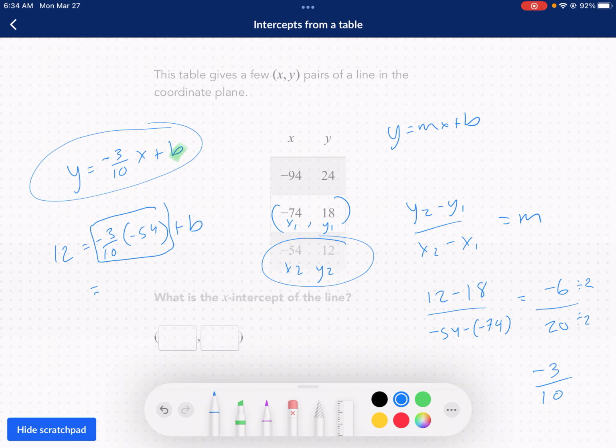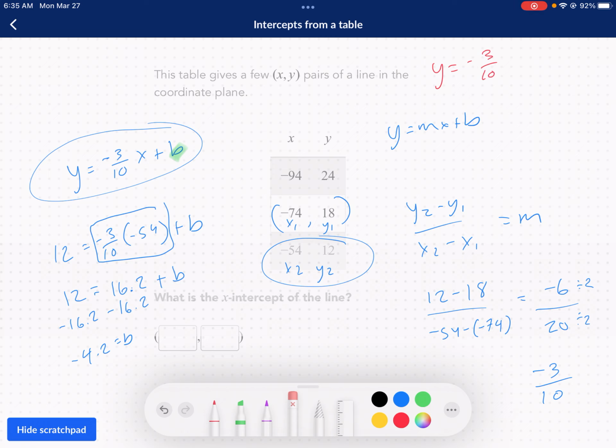It's going to be a positive, so I have 54 divided by 10, and then times 3. And that gives me positive 16.2. I could put that in fraction form too, but I'm going to just roll with decimals here and see how that goes. I'm going to subtract 16.2 from both sides now. And I get negative 4.2 equals b. There's our y-intercept.